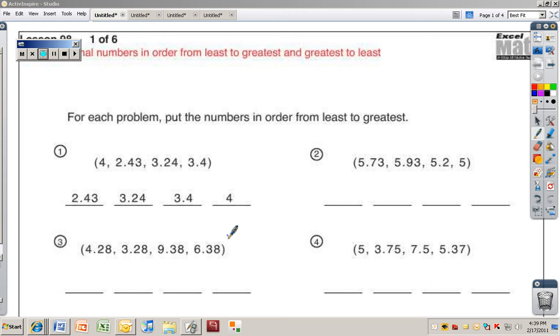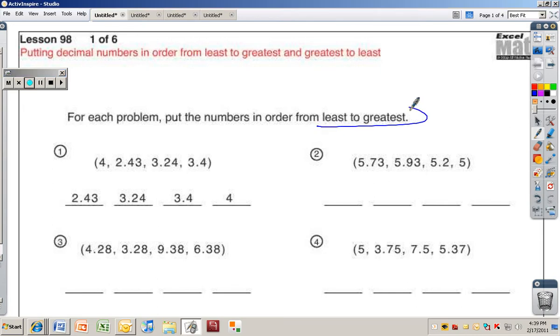This is 5th grade Excel, lesson 98, putting decimal numbers in order from least to greatest and greatest to least. For each problem, put the numbers in order from least to greatest. Always read the directions so you know what they're asking you to do. So for number 1, they have the numbers 4, 2.43, 3.24, and 3.4.